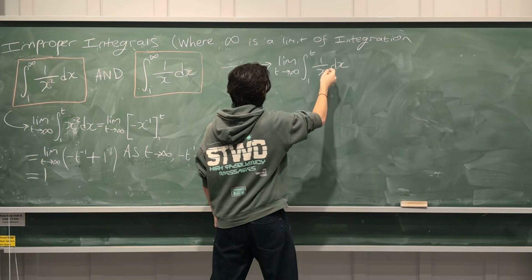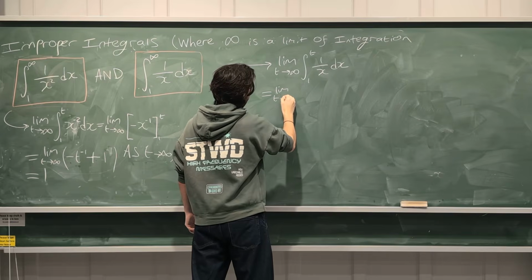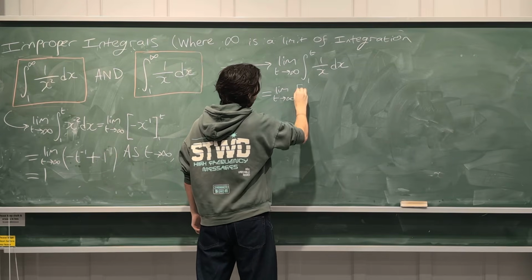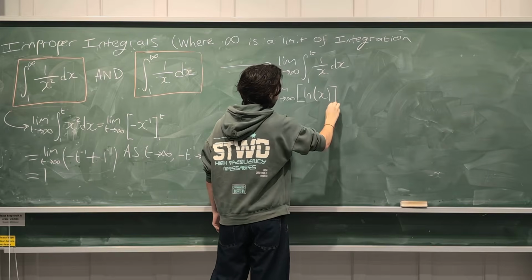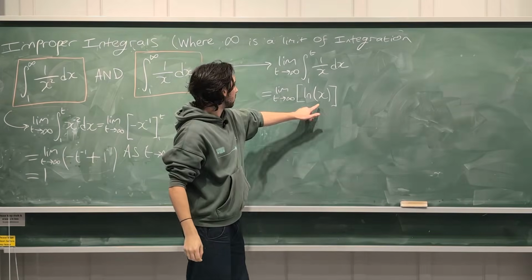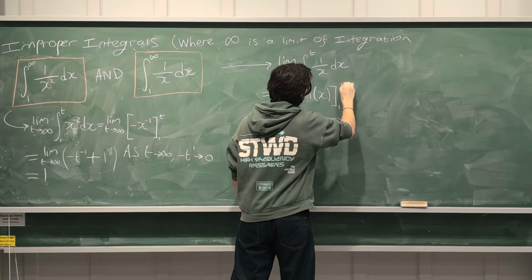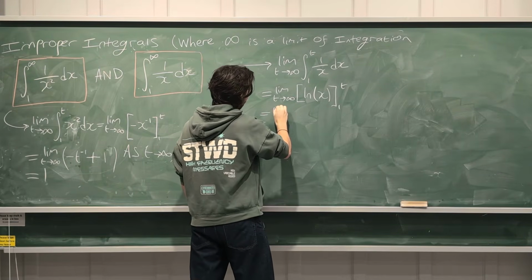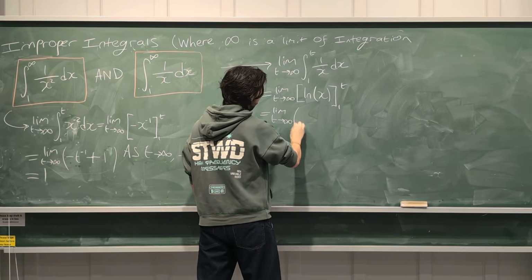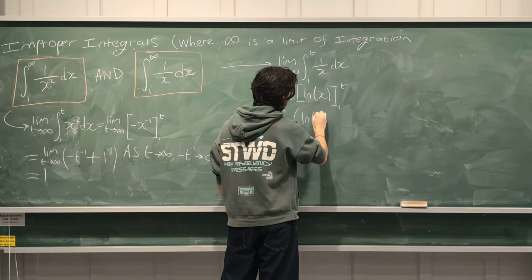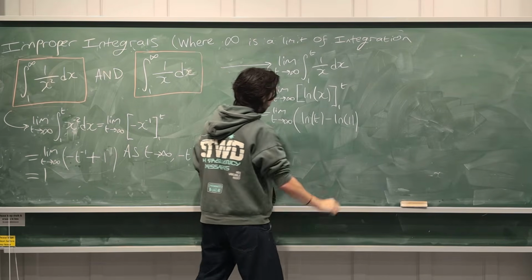Now guys, what does 1 over x integrate to? Well, 1 over x integrates to the natural log of x. And I've not written the absolute value on that just because everything's already positive, so it doesn't matter, okay? So just plugging stuff in, we've got the natural log of t minus the natural log of 1, okay?